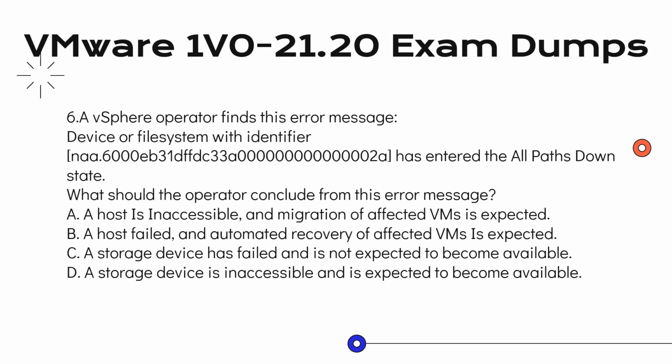What should the operator conclude from this error message? A. A host is inaccessible, and migration of affected VMs is expected. B. A host failed, and automated recovery of affected VMs is expected. C. A storage device has failed and is not expected to become available. D. A storage device is inaccessible and is expected to become available.